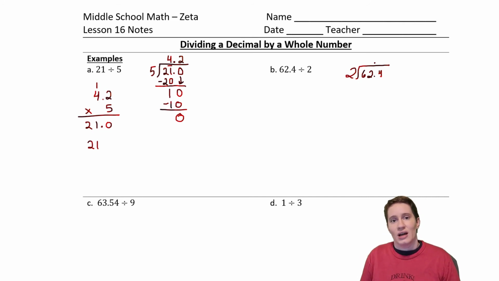So I'm going to do, how many times does 2 go into 6 if it goes into 6? It does. 2 goes into 6 3 times. So I'm going to write a 3 up there. I'm going to say 2 times 3 is 6.